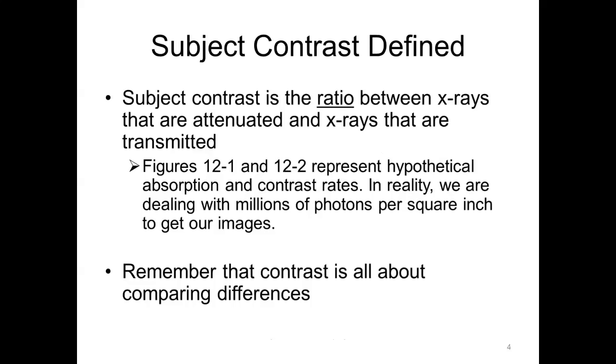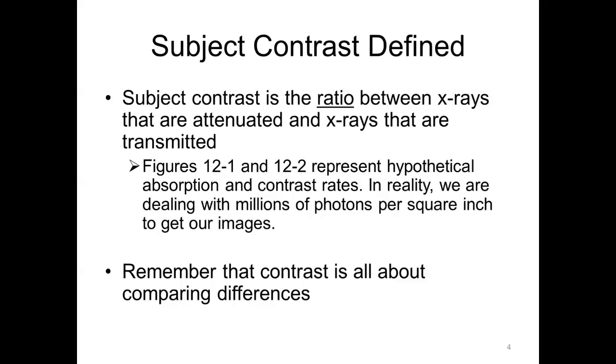So subject contrast is a ratio between the X-rays that are attenuated and the X-rays that are transmitted. Your book has a couple of illustrations on this, figures 12.1 and 12.2. You'll note that I am not using a video editor on this, so you're stuck with all of my verbal flubs, and I will try and correct things as I go. Figures 12.1 and 12.2 are on pages 198 and 199 of the book.